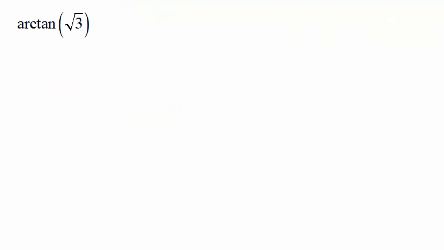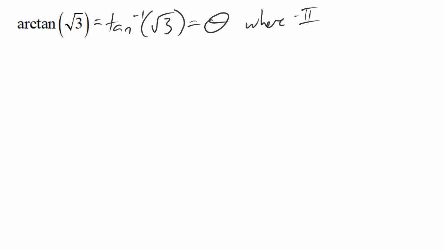Now we're looking to find the arctan of the square root of 3. If you don't like the arctan look, arctan is the same thing as inverse tangent, so we're looking at the inverse tangent of the positive square root of 3. Regardless of whether you're using arctan or inverse tan, the answer is going to be the same. It's going to be an angle, which we typically refer to as theta. And there are restrictions on where theta is allowed to live.